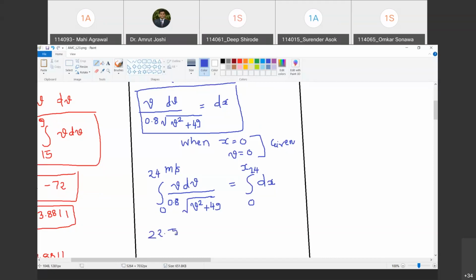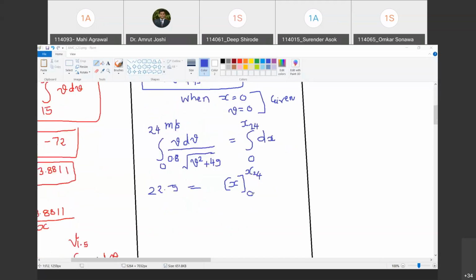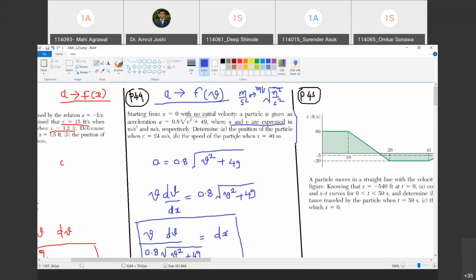22.5 must be equal to, now what is the integration of dx? x. Do you agree with me? Yes, sir. And this is from 0 to x24. Happy? Yes, sir. So what is the right hand side? Upper limit minus lower limit, so it is going to be x24. So I directly got x24 as 22.5 meter. So when velocity is 24 meter per second, the corresponding position is 22.5. So have we answered the first part?